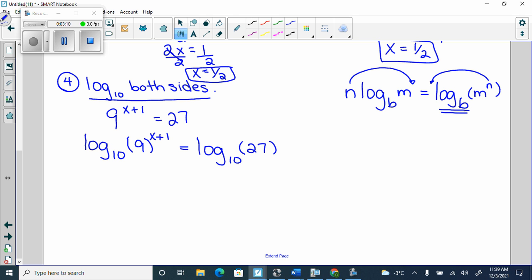So if I log base 10 both sides, now can I bring the exponent down? Yeah, because that's power rule. As long as there's a log in there, you can take this exponent and you can drop it in front. So now I get x plus 1 in front, and I put it in brackets. And the reason why I put it in brackets is your first step is going to be log base 10 both sides.